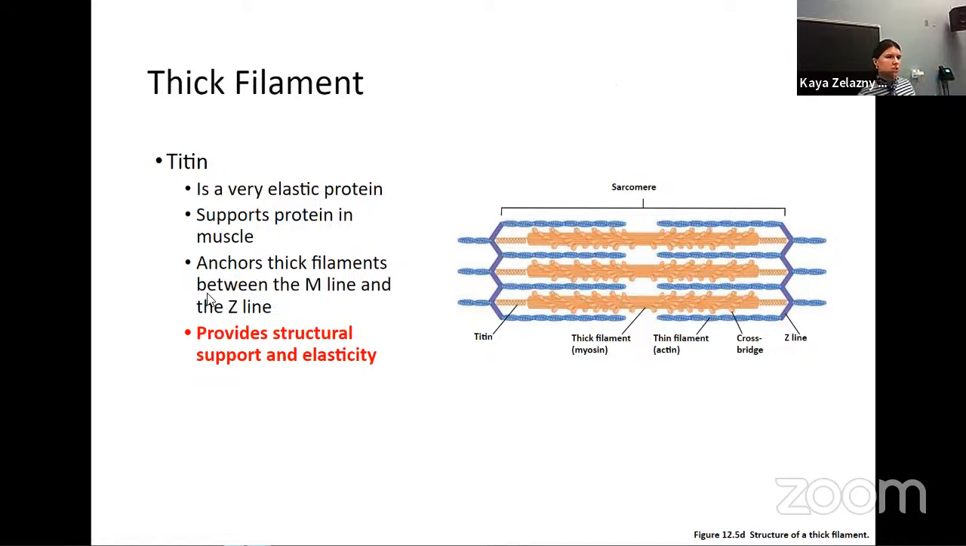So it's just anchoring those thick filaments, which were connected at the M line, to the Z line, which is where we have all our actin connecting to itself.